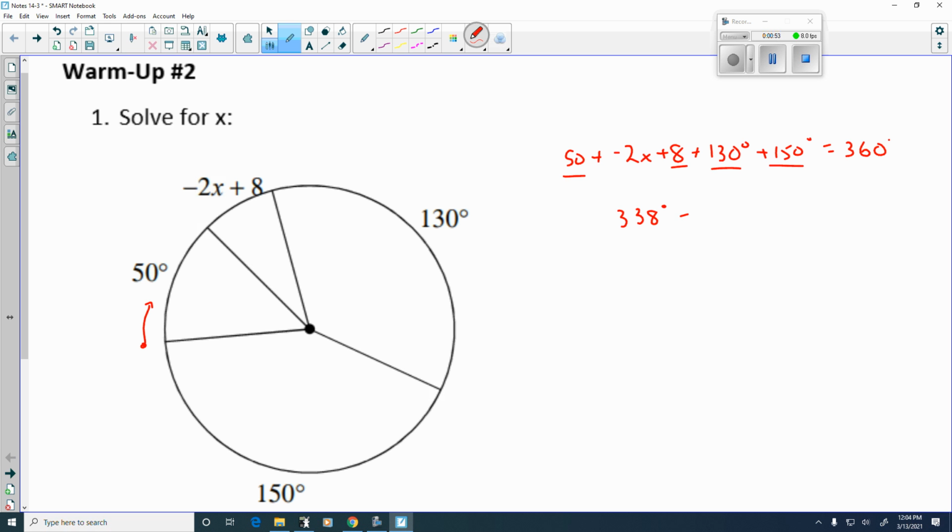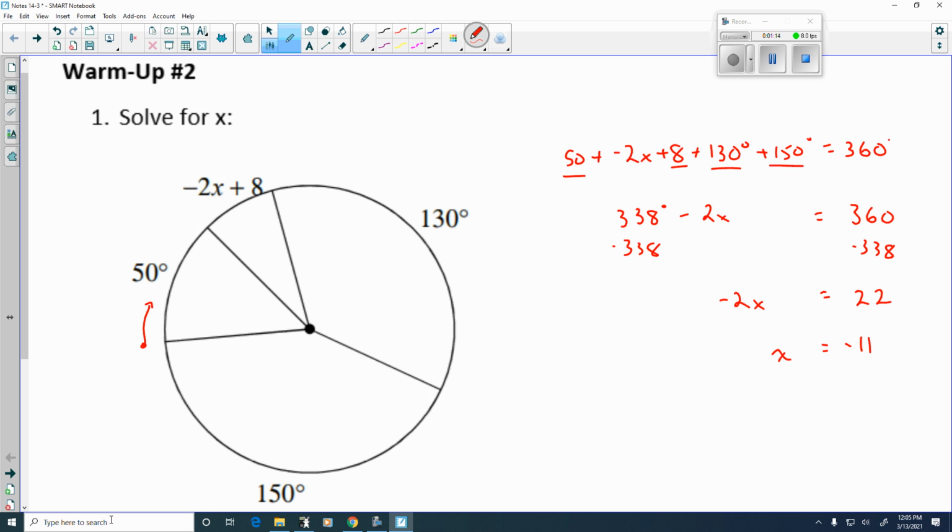So when I look at these parts, that's 200, 330, 338 degrees minus 2x equals 360. And so if I subtract 338 from both sides, I get negative 2x equals 22. And so x is negative 11.